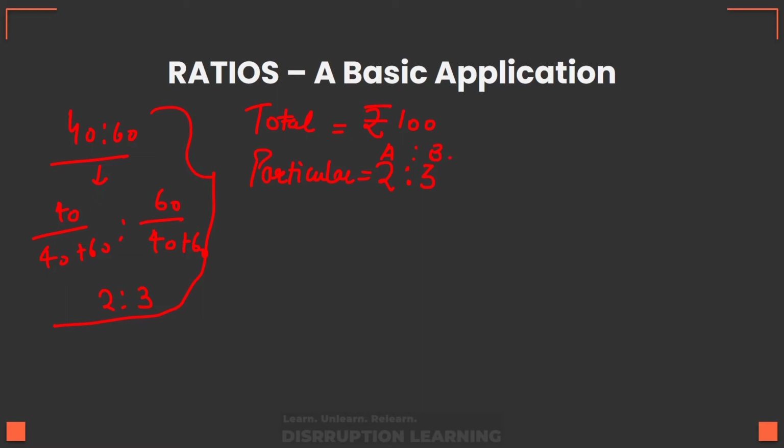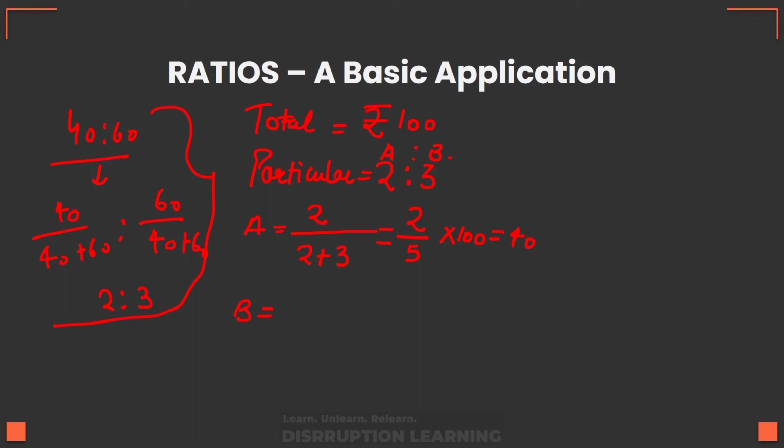Now, how do we get to know the amount owned by A and the amount owned by B? Again, the method is very simple and quite similar to what we learned in the last video. To find out the value of A, we first write the ratio value of A as the numerator and the total of ratio values as the denominator. So 2 divided by 2 plus 3 turns out to be 2 by 5. Now we multiply it with the absolute total value that we have, which is 100. When you multiply, this turns out to be 40.